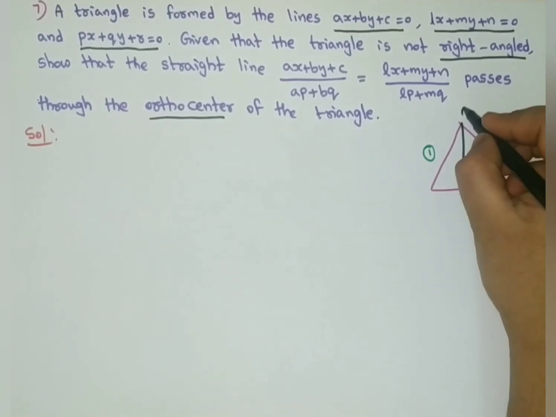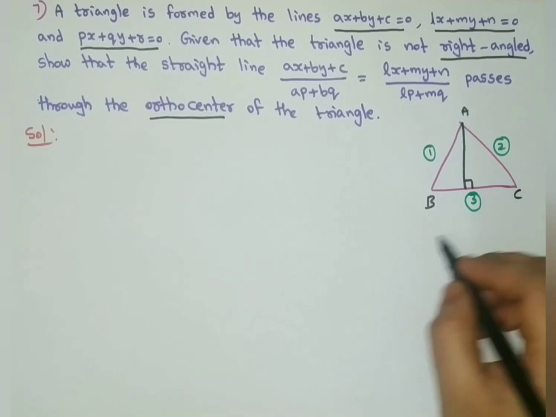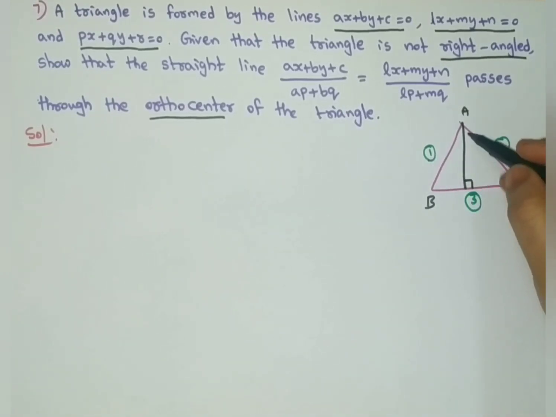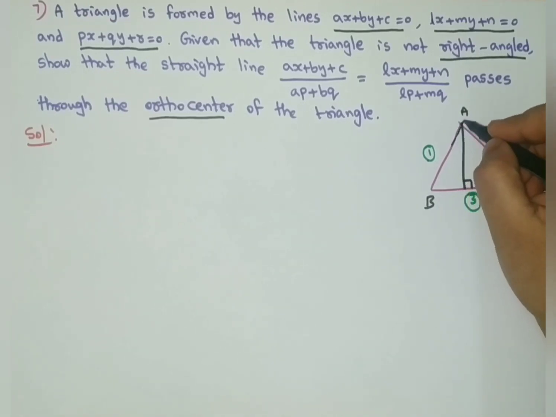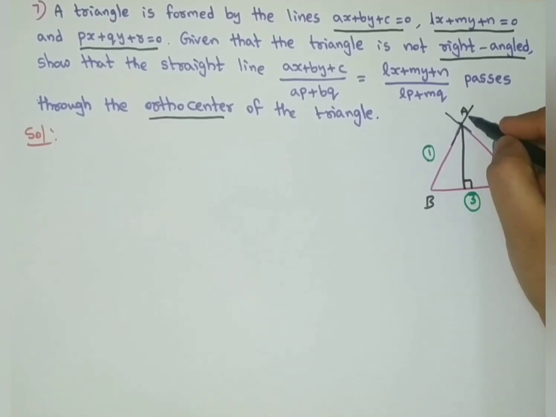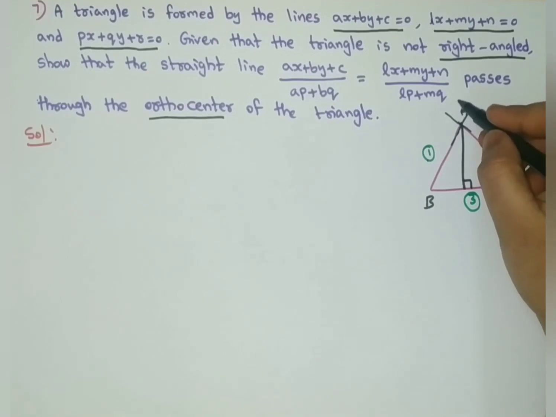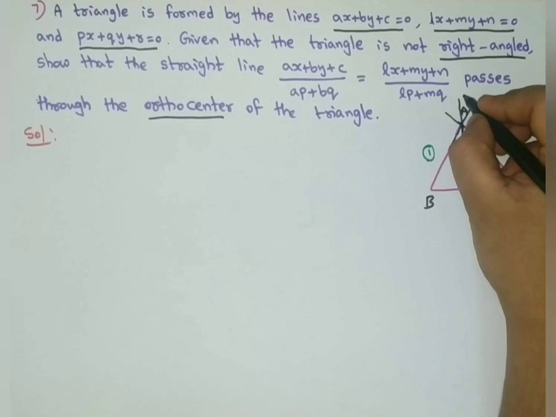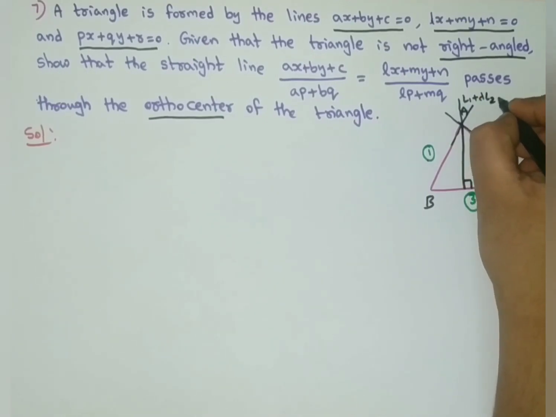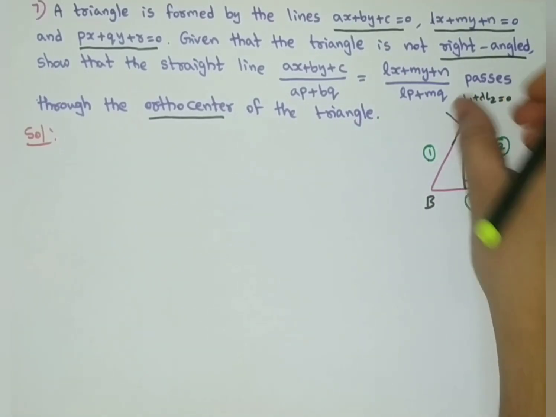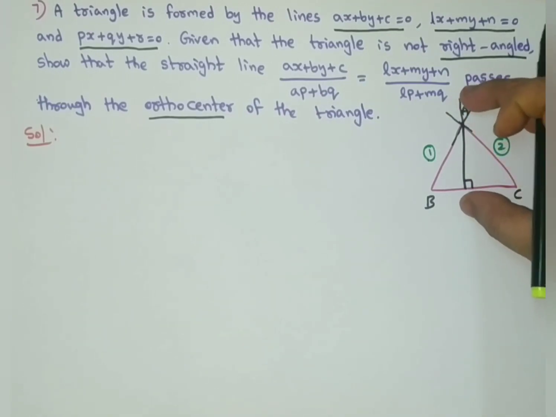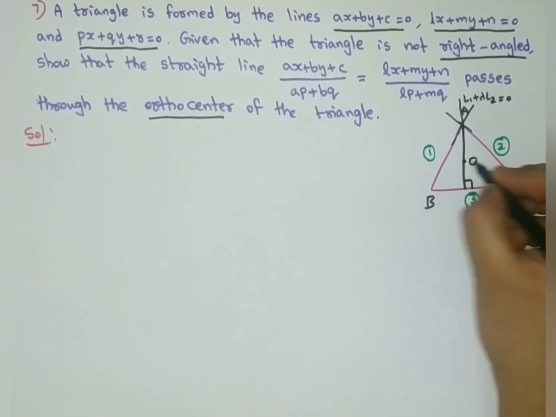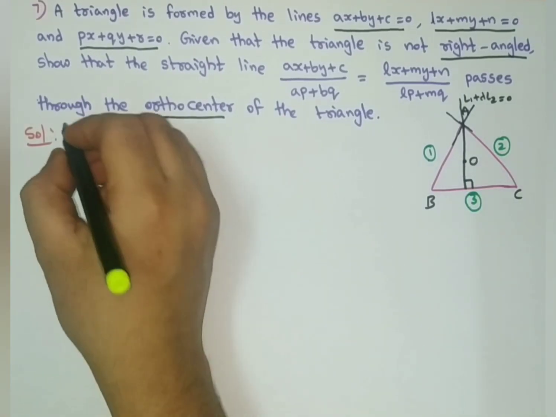Okay, so let's assume that this is a triangle ABC. This is equation 1, equation 2, equation 3. Now can you observe here the equation 1 and equation 2 are intersecting at one point A, and the line which is passing through the point of intersection of 1 and 2 is in the form of L1 plus lambda L2 is equal to 0. By using this because we need to calculate this line equation, this line is passing through the point what here? Orthocenter.